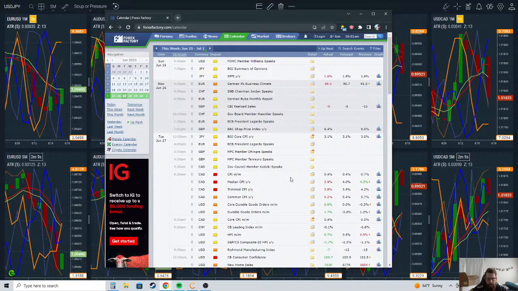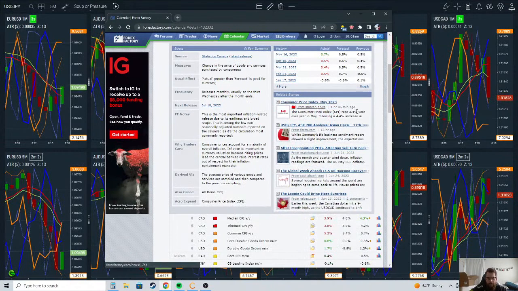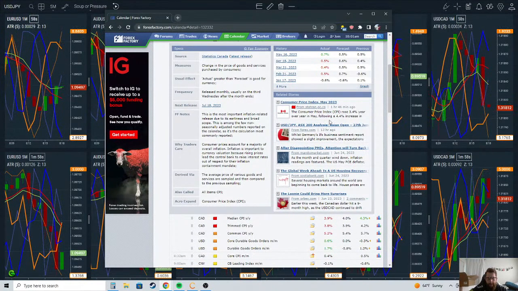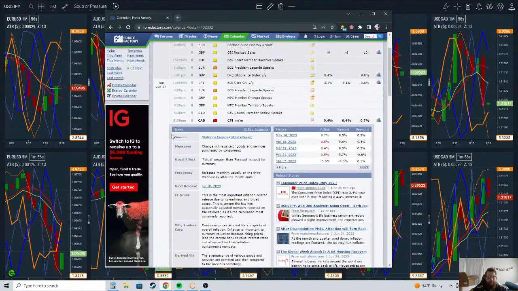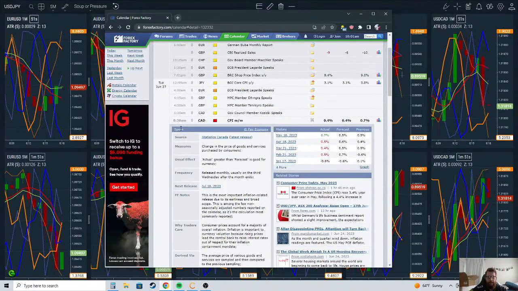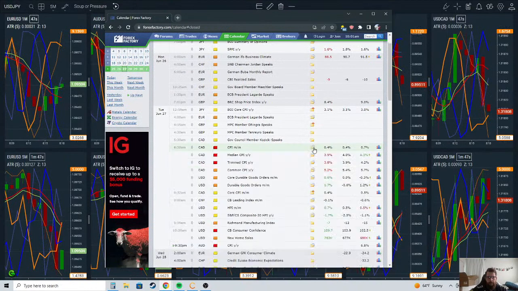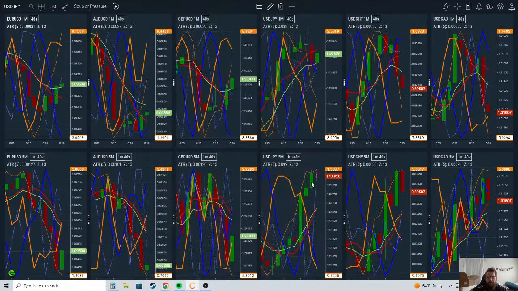Be interested to see what this actually is. Price index. All right, how do I close this? There we go. Let's see.